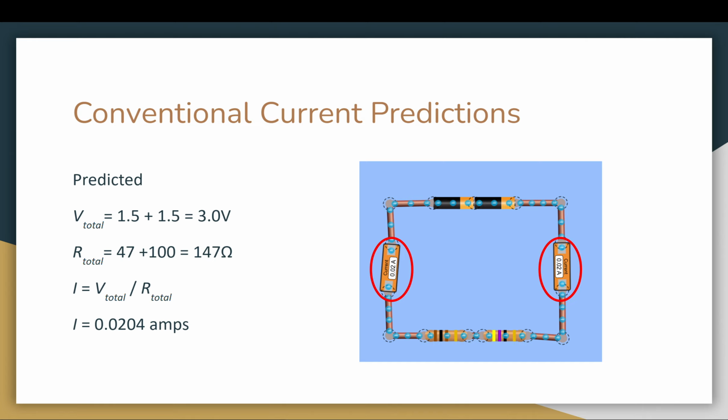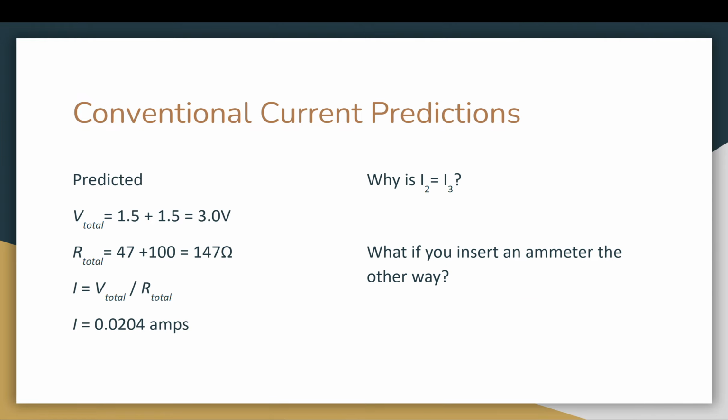So here are the conventional current predictions. By taking the V total and dividing it by the total resistance, we can get the current across the whole thing because everything is in series. Noticeably, I only have one value calculated here, 0.0204, which aligns very closely with the current measured at both I1 and I2.